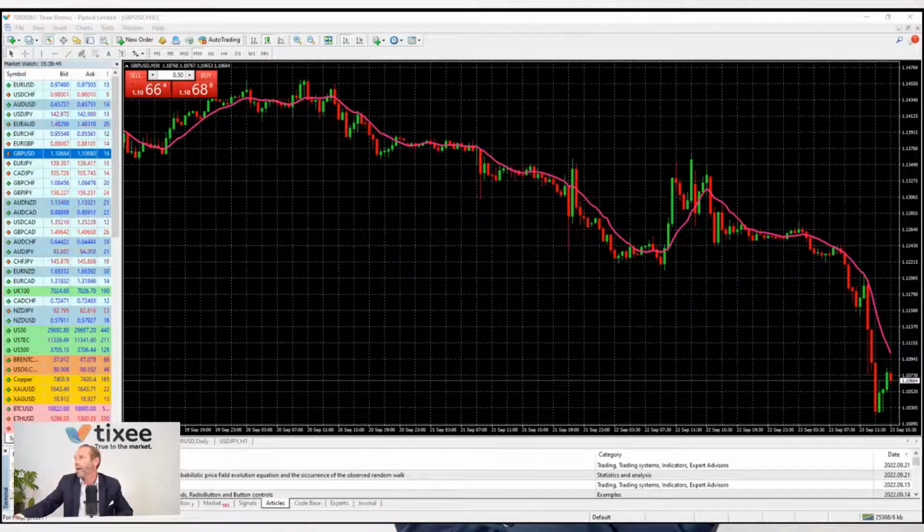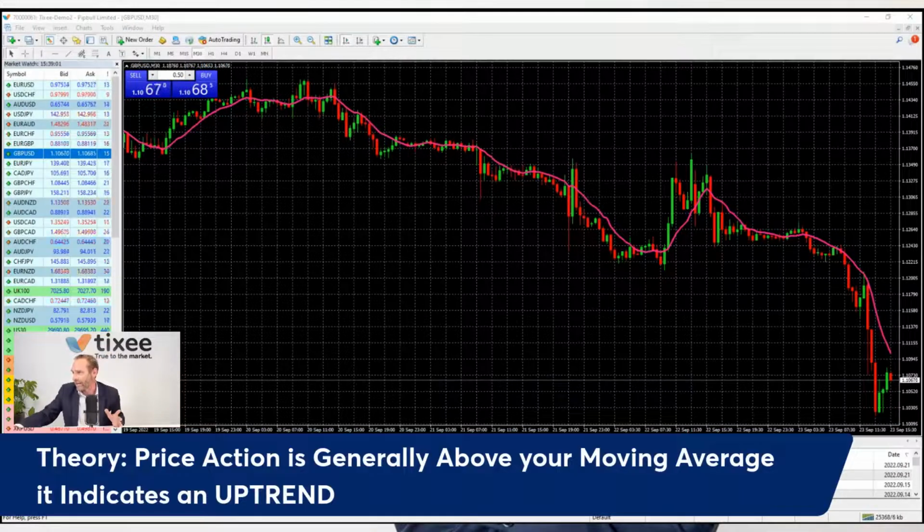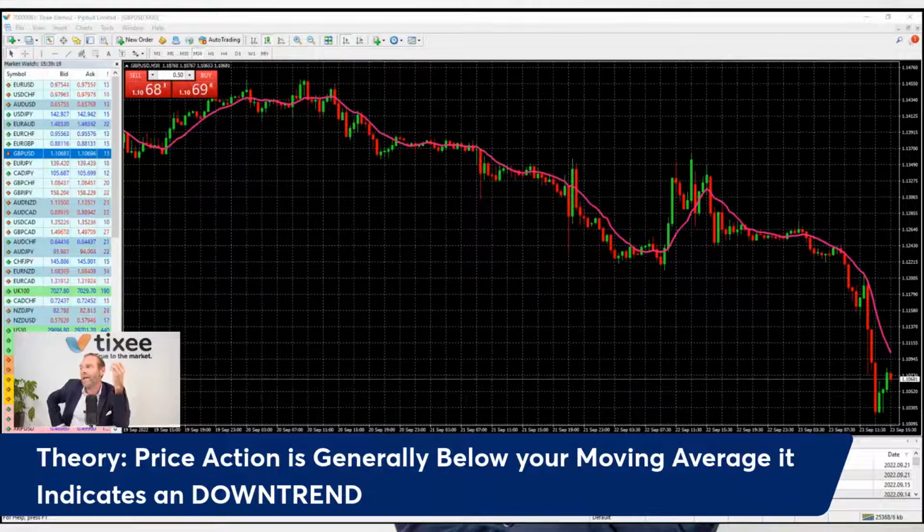Right. So, like I say, that's how easy it is. Now, the theory behind it is that moving averages can help you determine if indeed an asset is in an uptrend or a downtrend. Okay, here's the theory. If the price action is above a moving average, that indicates a potential uptrend. If the price action is below your moving average, that indicates a potential downtrend.